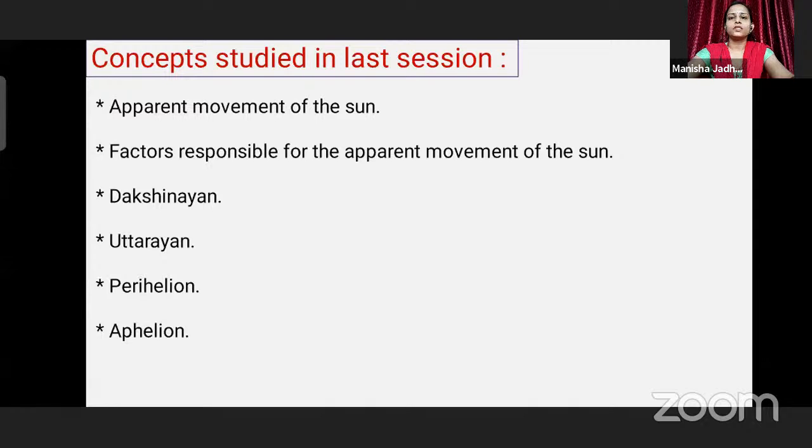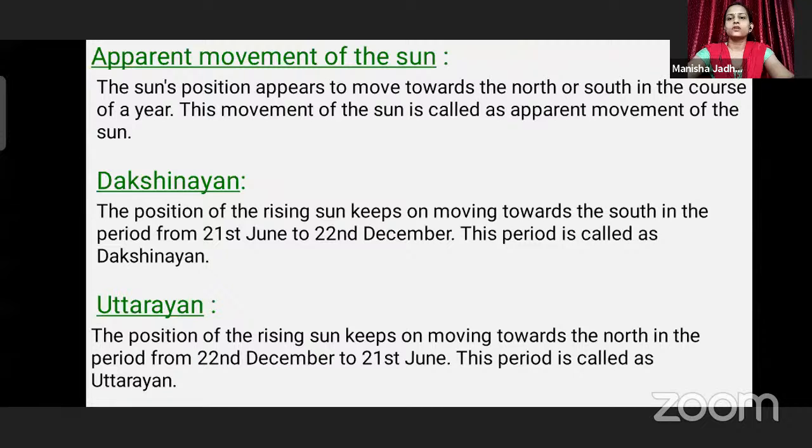See students, what is this apparent movement of the sun? So apparent movement means the sun's position appears to move towards the north or south in the course of a year. This movement of the sun is called the apparent movement of the sun. Means what, students? The sun is not moving. In reality, the earth is moving, so the sun appears to be moving towards the north or south. That is called the apparent movement of the sun.